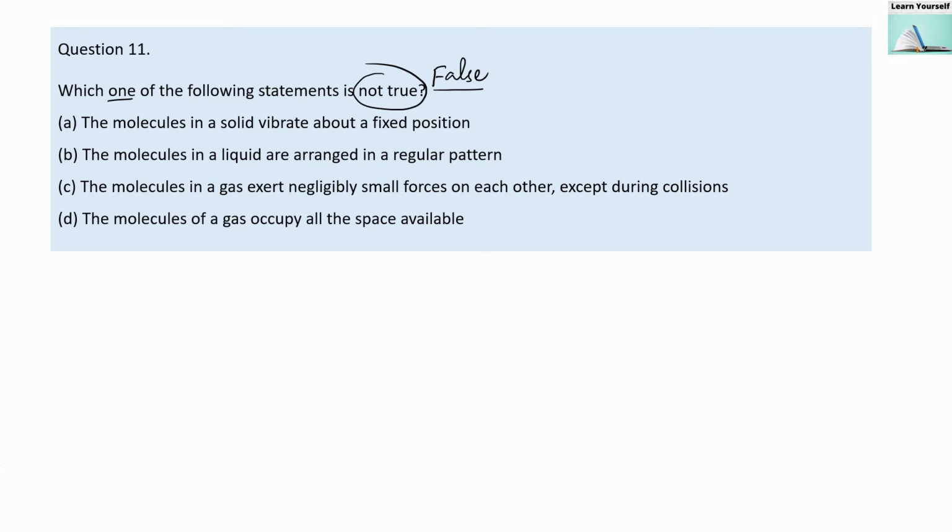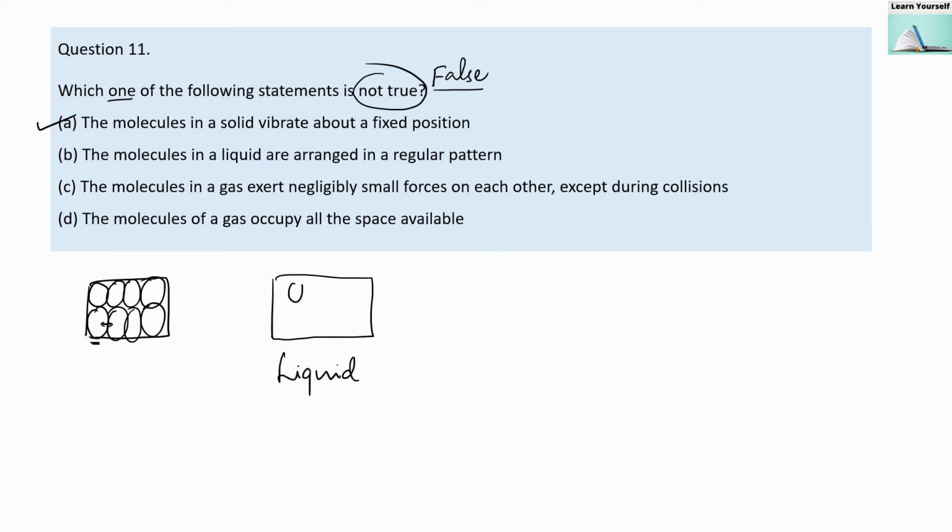The molecules in a solid vibrate about a fixed position. If this is a diagram of the solid state, then these are the arrangement of molecules. There is no or negligible space between the particles of the solid state, so they vibrate at their own position. They cannot move. So yes, this statement is true. Second statement, the molecules in a liquid are arranged in a regular pattern. Now, if I draw a diagram of the liquid state, then these are the molecules of a liquid.